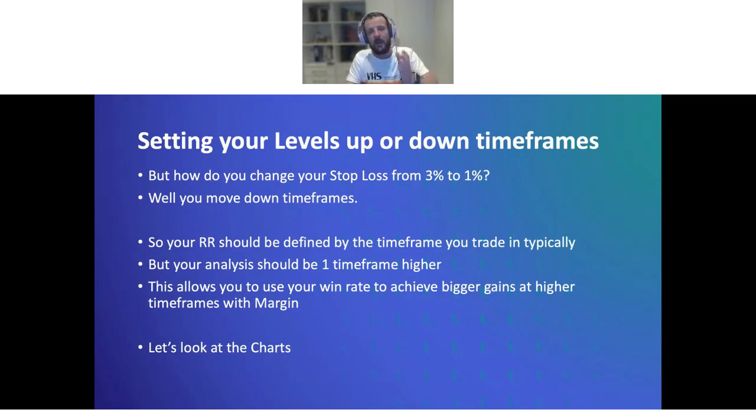So the way I like to look at it is that your risk to reward should be defined ultimately by the time frame in which you trade typically. So if your win rates are typically from trading on the 1 hour, then your risk to reward should be based on the 1 hour trades. Or if you trade daily, it should be based on the daily. If you trade weeklies even, it should be based on the weeklies. Your RR should be based on your time frame.